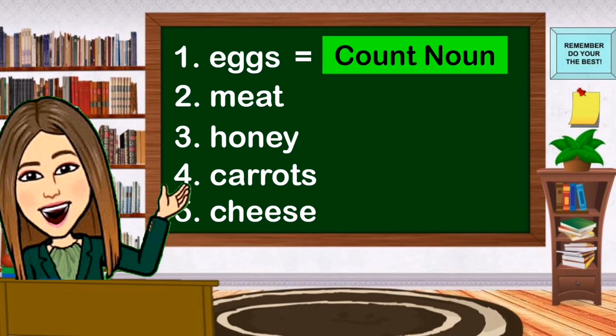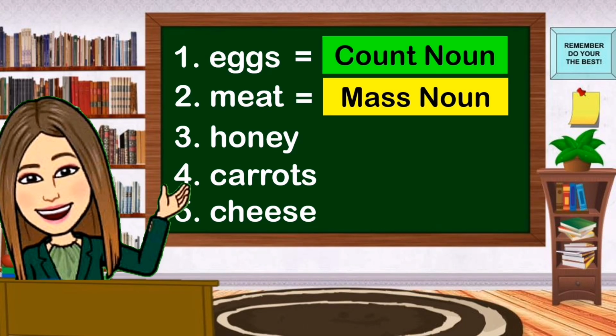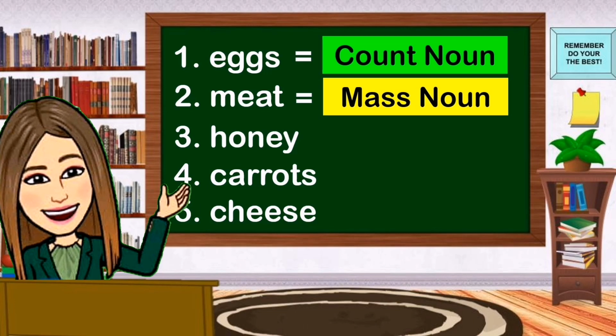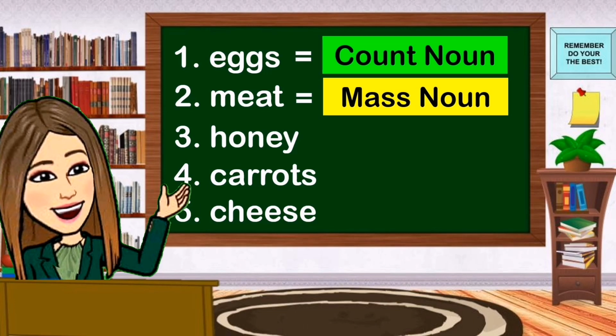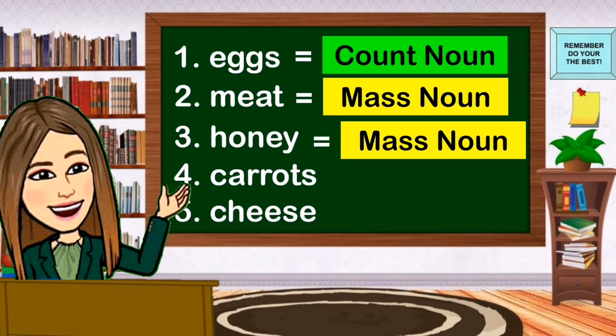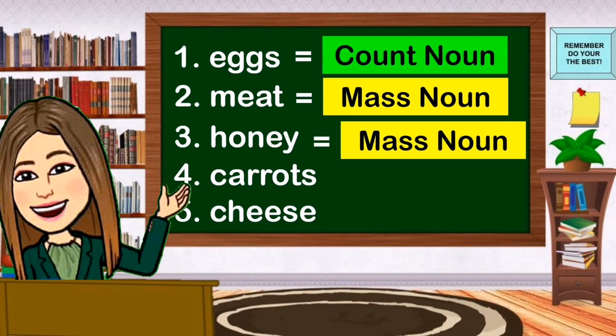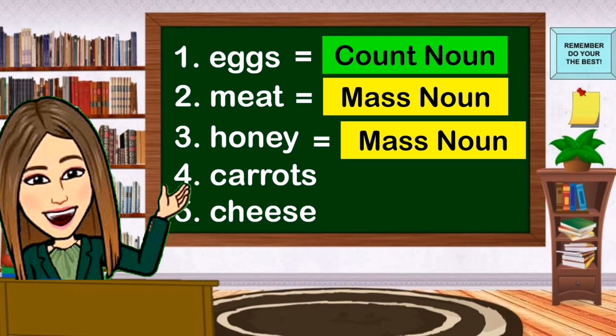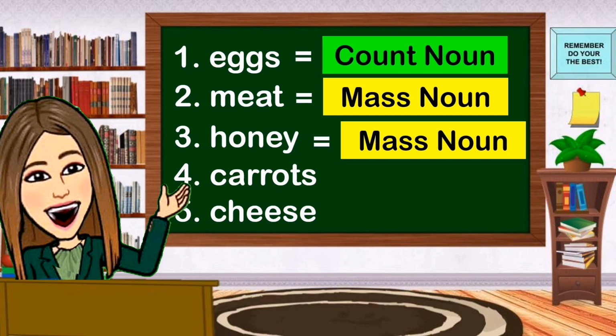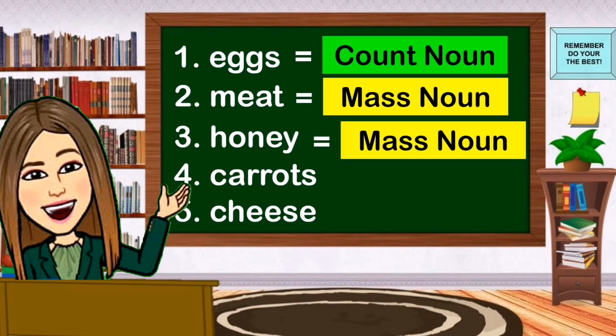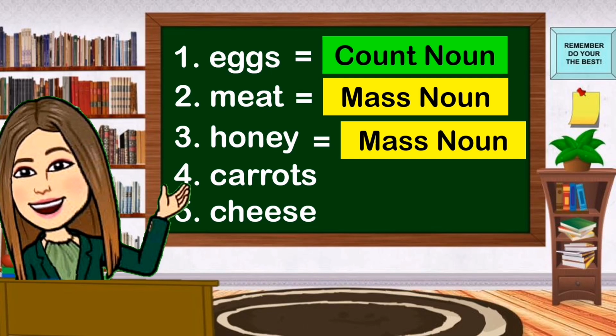Number 2, meat. Meat is a mass noun. We sell or buy meat per kilo. We didn't buy per piece of meat. Number 3, honey. Honey is a mass noun. Honey o pulot ay hindi kayang bilangin, so ito ay nakalagay sa bote na kapag gusto mong bumili, ang itatanong sa iyo ay ilang bote ng pulot o honey ang iyong bibilhin.